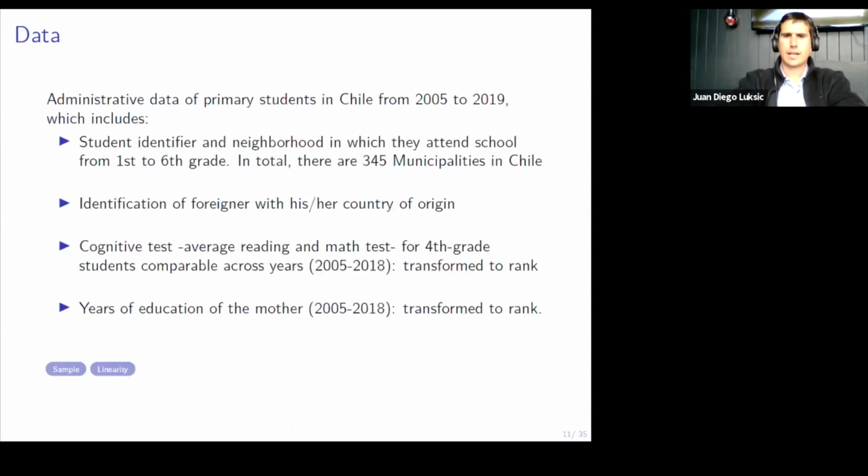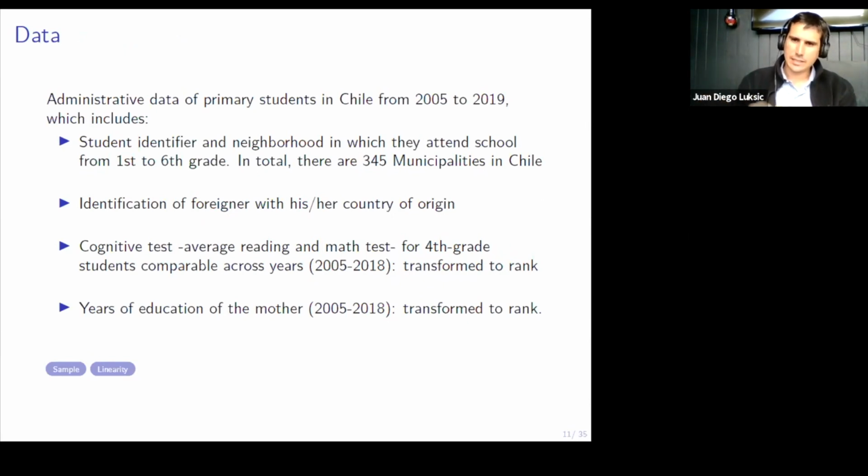Now about the data, I have the universe of students in primary school. I got their 4th grade test scores, and I can follow them from 2005 to 2019. I also have all the municipalities where they attend the school. This is what I will call neighborhood. And I can also identify students, so I can see if they move from one neighborhood to another.